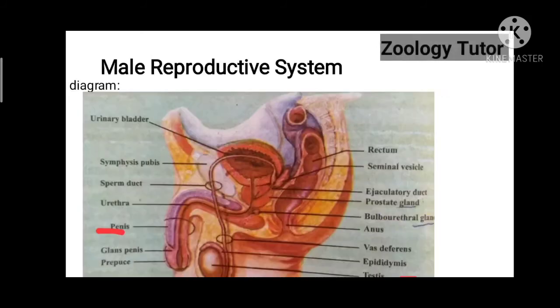Let's look here. We have the urinary bladder, and then we have symphysis pubis, then the sperm duct. Starting from the circular region, that is the testis. Then it is present in a sac-like structure, scrotum, and there is epididymis, and then it ends from vas deferens into the seminal vesicle and the sperm duct that carry it to the urinogenital duct, and then we have penis, that is a copulatory organ.